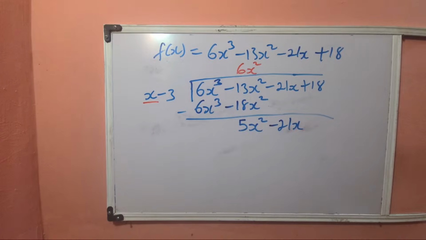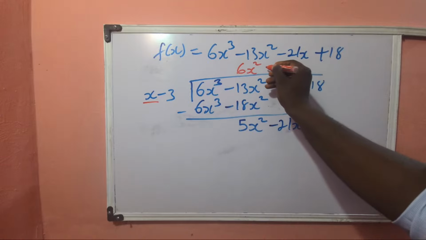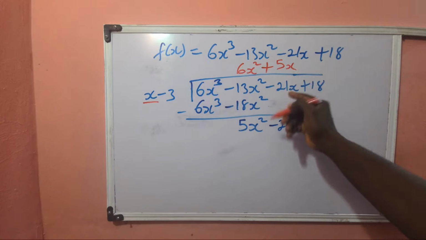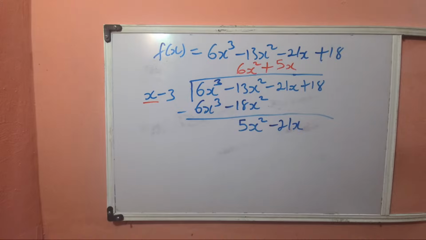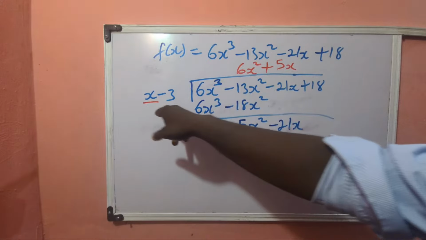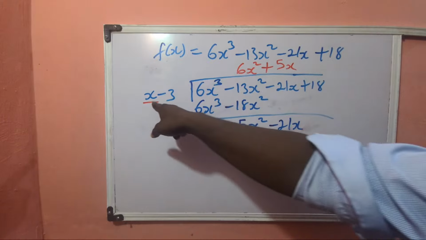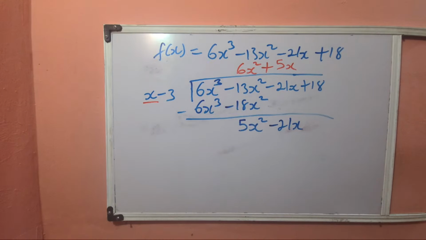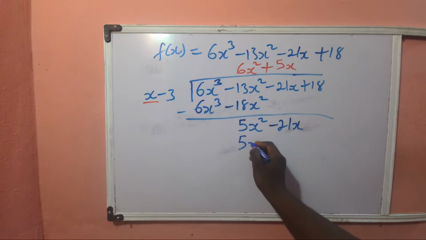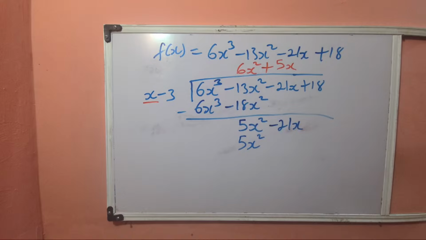What do you do next? What you do next is you ask yourself, x goes in 5x squared. Well, x goes in 5x squared 5x times. So you put plus 5x on top of the other one. Then you go on to multiply each of these terms with 5x. 5x times x, that would be 5x squared. Of course, 5x times minus 3, that will be minus 15x.